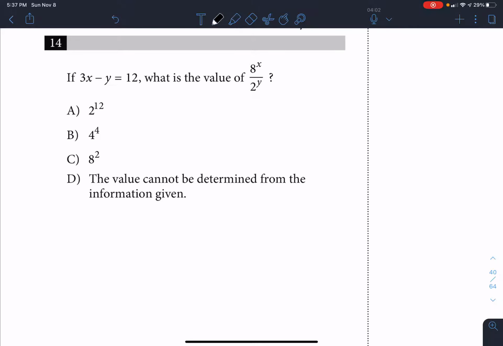Number 14. This one's a little bit tricky. If 3x minus y equals 12, what is the value of 8 to the power of x over 2 to the power of y?